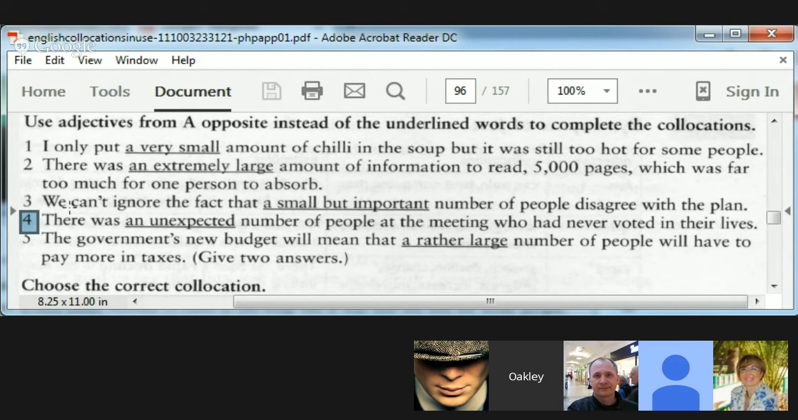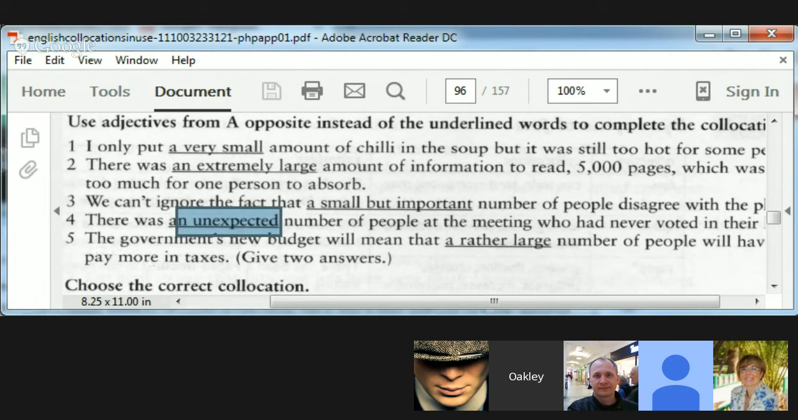Number 4. Yes. And there was an unexpected number of people at the meeting who had never voted in their lives. Surprising? Surprising number of people. Very good. Pretty much the same thing, an incredible number of people. Usually we use an incredible number of people or an incredible amount to mean it's surprising, but it's also additionally large. Yes. Well, unexpected, I guess, would also sort of imply large. Okay. Pretty much the same thing.